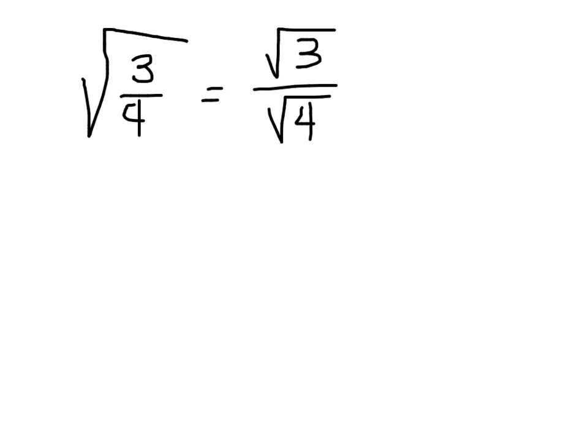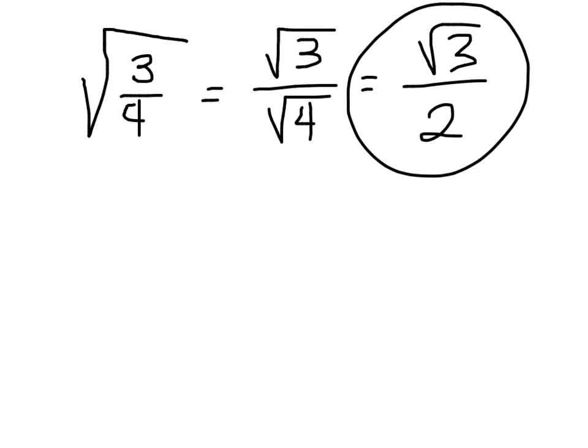Okay, what happens if you have a fraction? Does anybody know what to do with fractions? You separate them into top versus bottom. Square root of 3 over square root of 4. Does the square root of 3 reduce? No. Does the square root of 4? Yes. What's the square root of 4? And then as long as my number on the bottom does not have a square root, I'm good. So this problem is done.